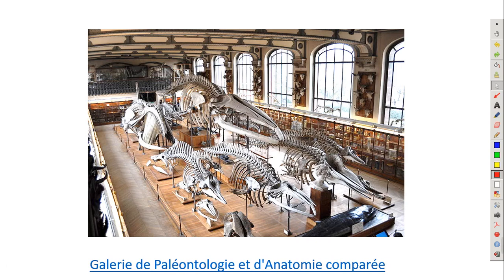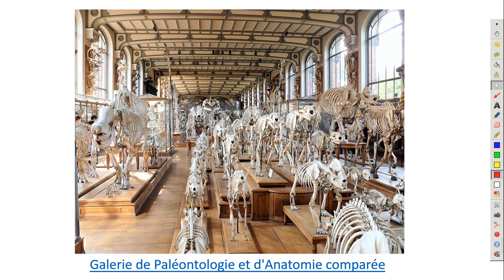This is another view of the gallery. When you enter the gallery, it's quite striking that they all have common features when you look at the skull, the backbone, and the ribs, but if you look closely, there are details. There are differences if you look in the details.